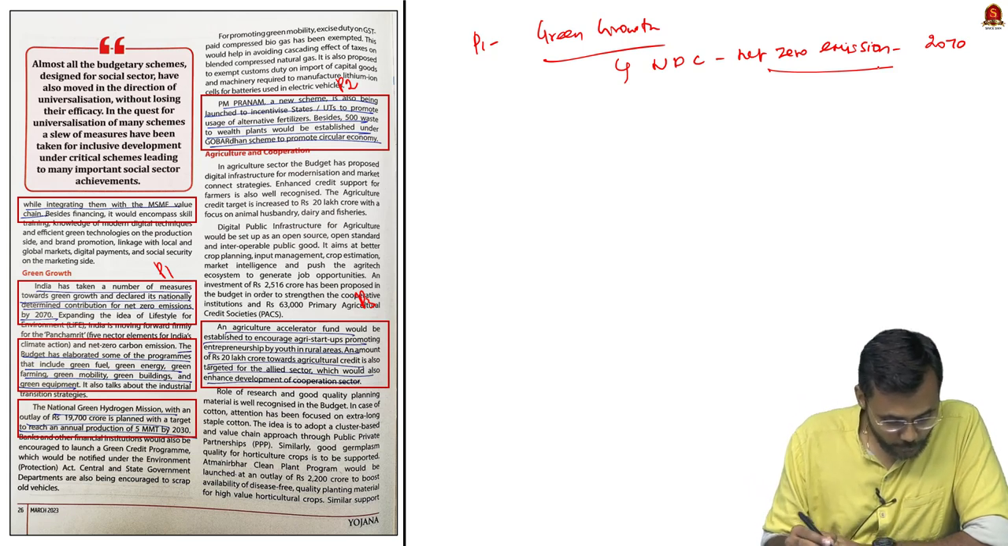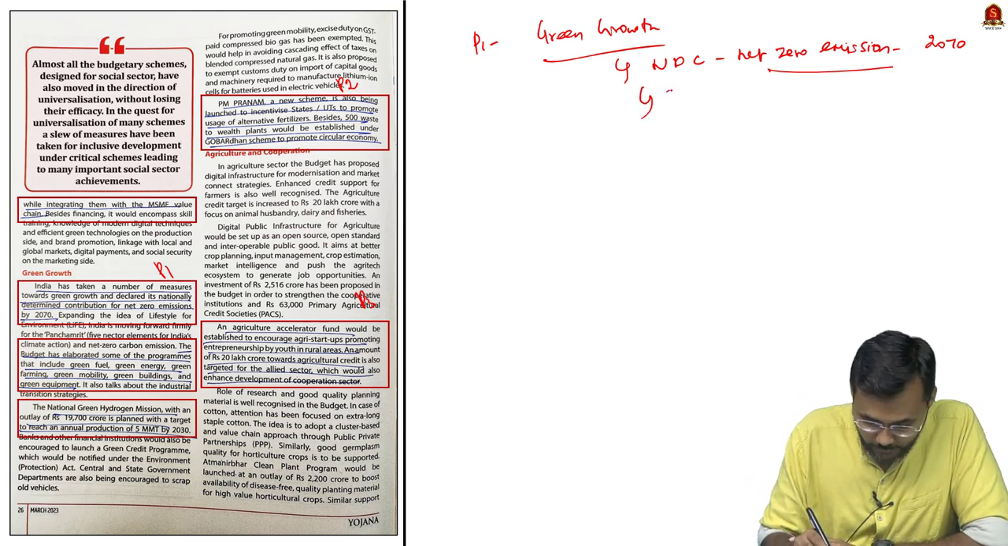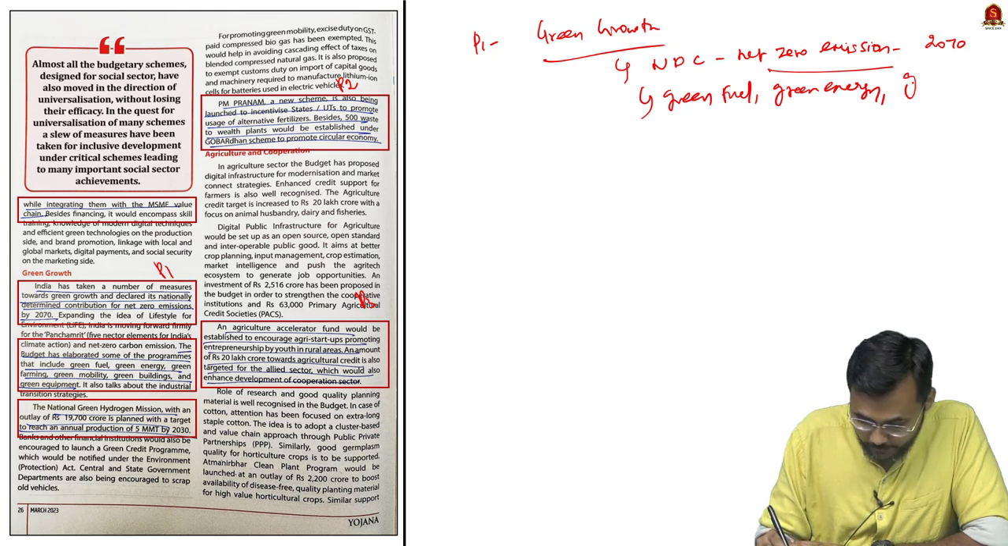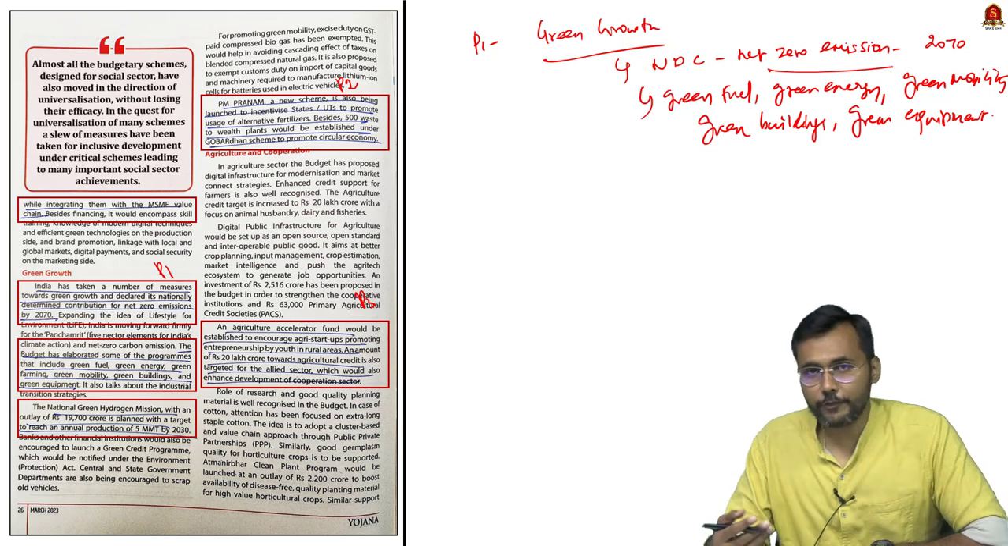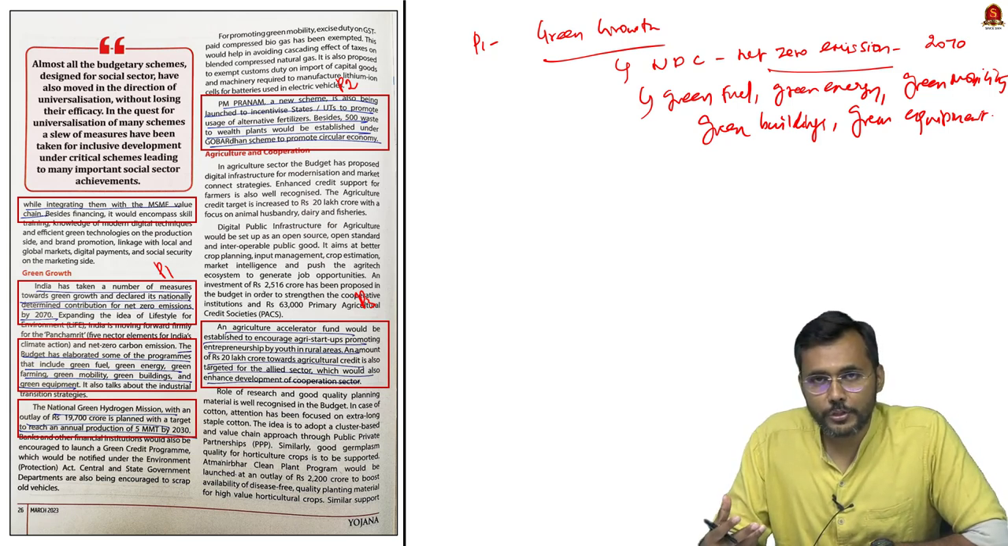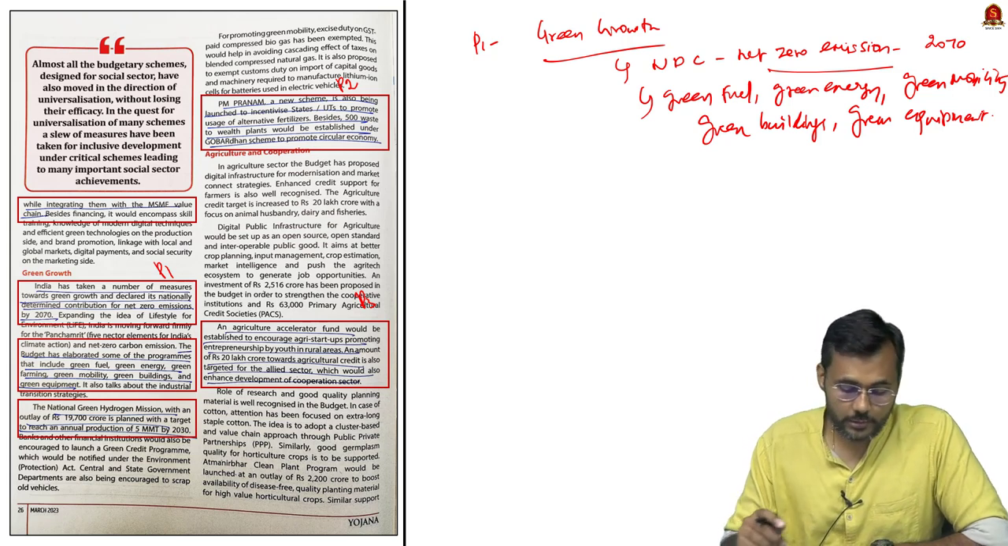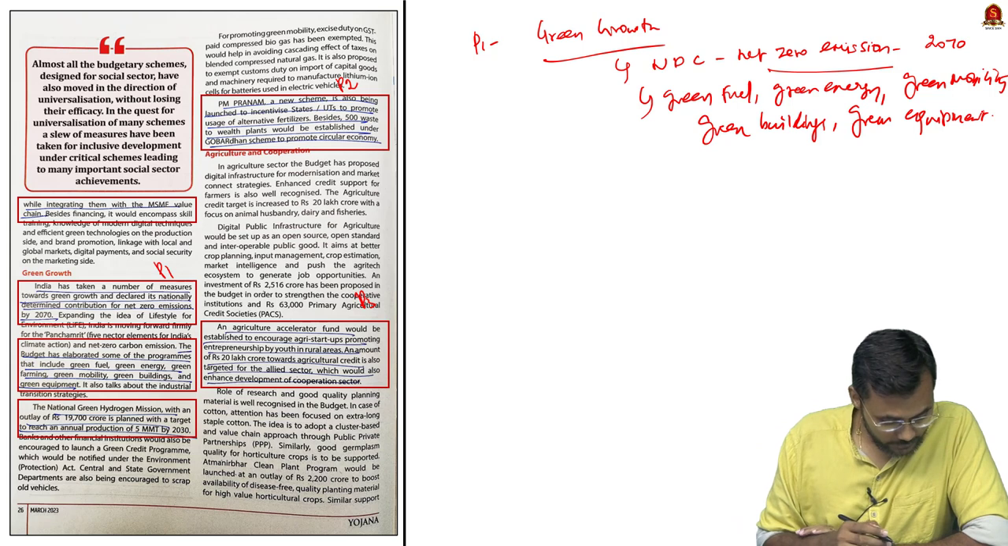And to achieve this, we need to focus on green fuel, green energy, and we have green mobility, green buildings and green equipment. So right now we can see that the Indian government is working on all these areas. For example, if you take green fuel, right now the government is focusing on the National Green Hydrogen Mission. For green energy, we are focusing on solar, green mobility is electric vehicles, and green building codes are being created. So these are all the primary focus of the government in that.